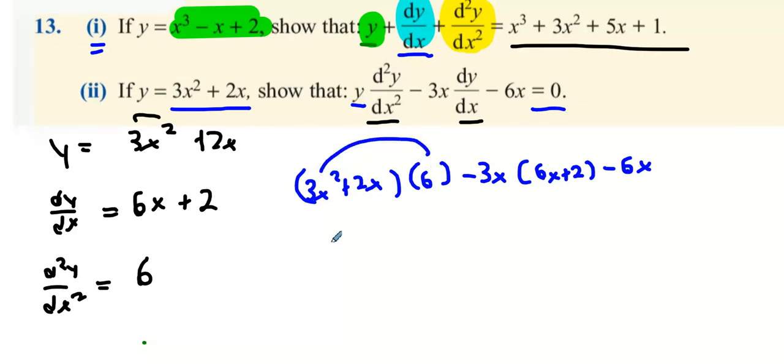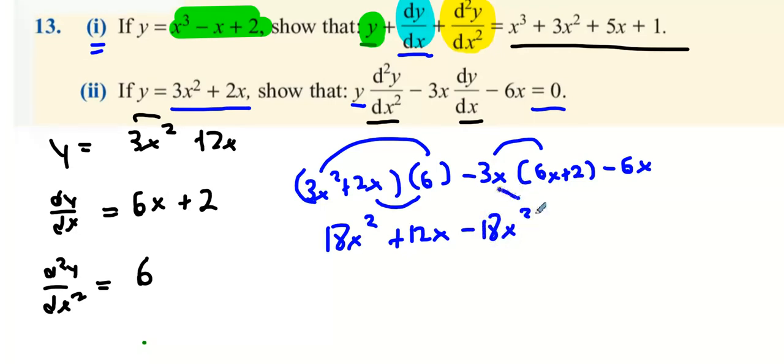So 6 multiplied with that is 18x squared. 6 multiplied with 2x is 12x. Minus 3 multiplied with 6x is minus 18x squared. Minus 3x multiplied with 2 is minus 6x. That's minus 6x as well. And look, it all cancels to 0.